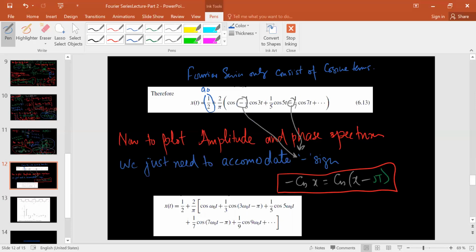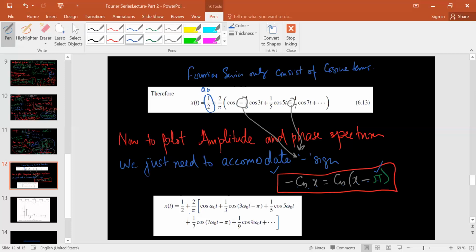But these cosines have alternating signs. So there is a minus cosine, the first cosine, then a negative cosine, then positive cosine, then negative cosine, positive cosine. So the negative sign alternates. When the negative sign alternates, we can have a mathematical expression where minus cos x is equal to cos(x minus pi). So if I introduce this, then all my cosine terms will have positive sign. The only thing that will happen is that I will introduce the phase term.